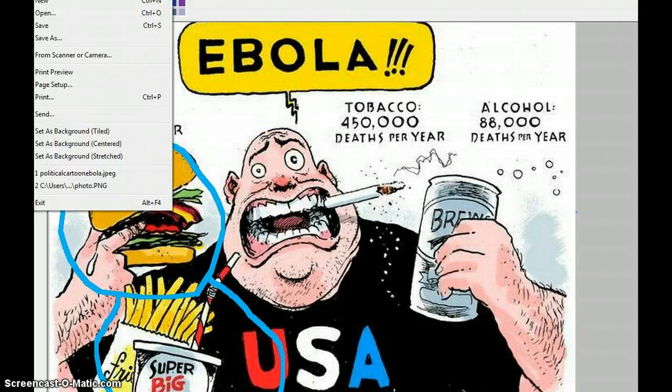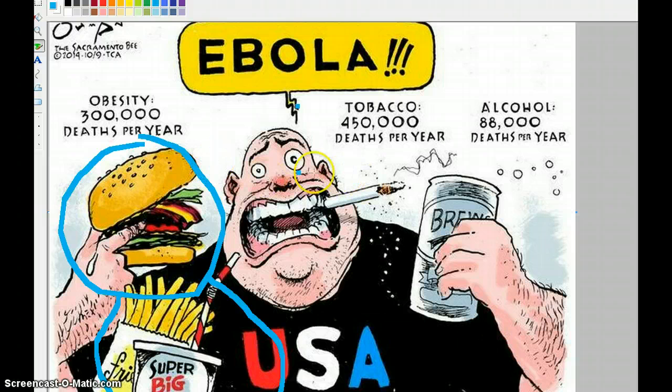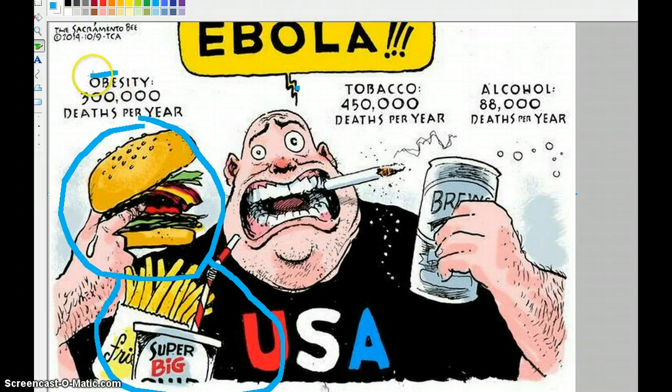So let me try to take off these circles. Alright, so the labeling in this case, that's, you know, obviously this text that's up here, obesity, tobacco, alcohol, that would be the label on the beer can, brews, that makes it an alcoholic drink as opposed to, you know, a soda or water or anything like that.